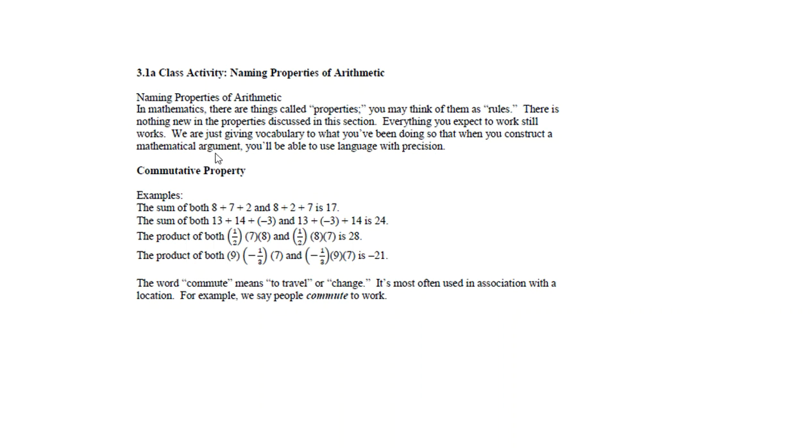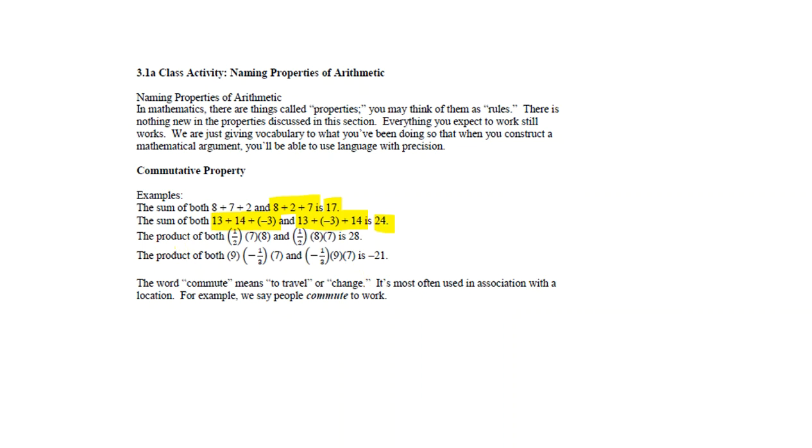Okay, so the commutative property. Here are some examples. You can see the sum of both 8 plus 7 plus 2 and 8 plus 2 plus 7 is 17. So it doesn't matter if we add the 8 and the 7 first and then the 2, or the 8 and the 2 first and then the 7, we get 17 as our answer. The next one, the sum of both 13 and 14 and negative 3, and 3 plus negative 3 and 14 is 24. So again, it doesn't matter if we add 3 and 14 first and then negative 3, or 13 and negative 3 first and then 14, our answer is still 24.